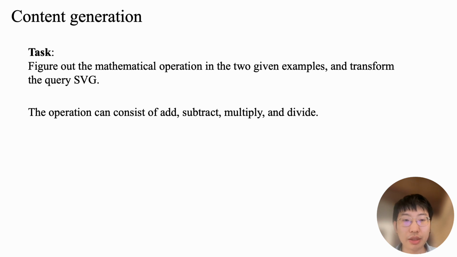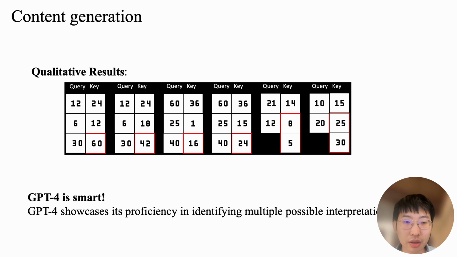Here we introduce another task called content generation, where the model needs to figure out the mathematical operation in two given examples and transform the query SVG. Here, the qualitative results tell us that GPT-4 with SVG format is really smart, right? For example, when we just provide one query 21 and one key 14, and just give the test query 12, GPT-4 can smartly detect that the answer could be either 8 or 5.